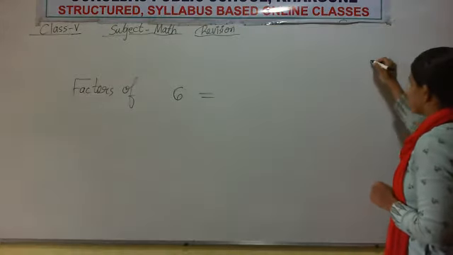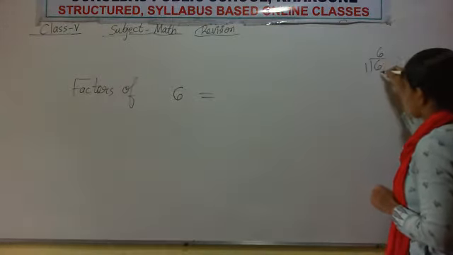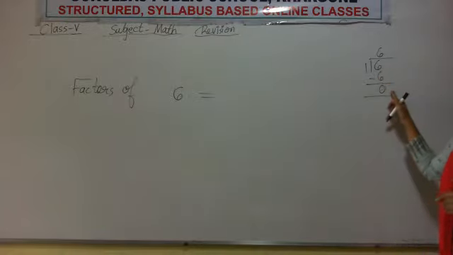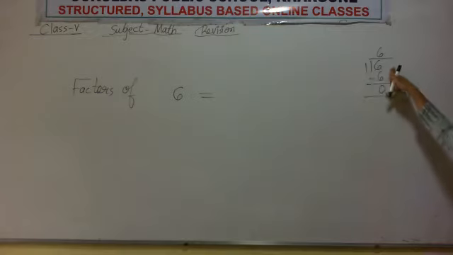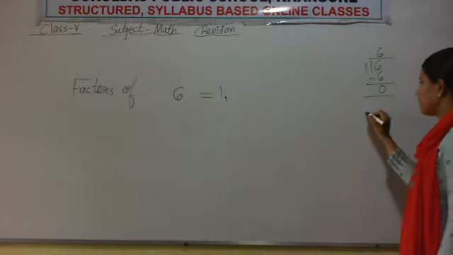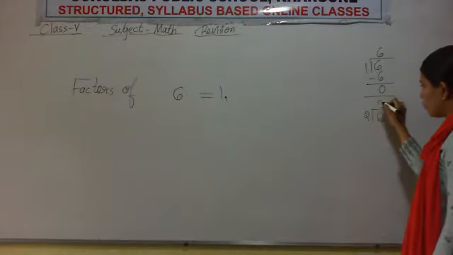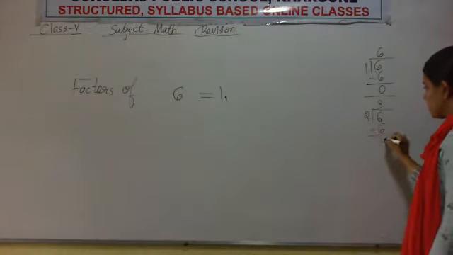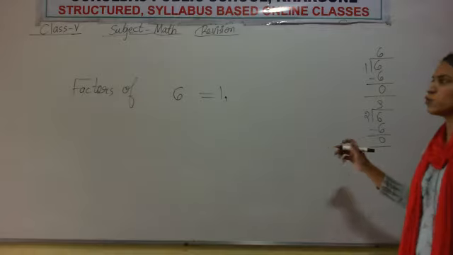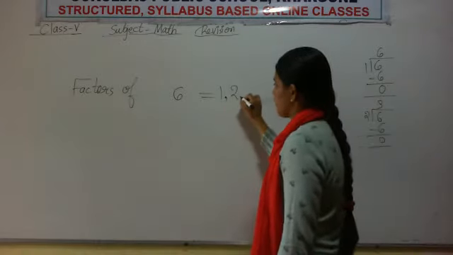If I divide 6 by 1, 6 ones are 6, 6 minus 6 is 0, my remainder is 0. It means 1 exactly divides 6, so 1 is a factor. Now I will divide 6 by 2, 2 threes are 6, my remainder is 0. It means 2 exactly divides 6, so 2 is a factor of 6.